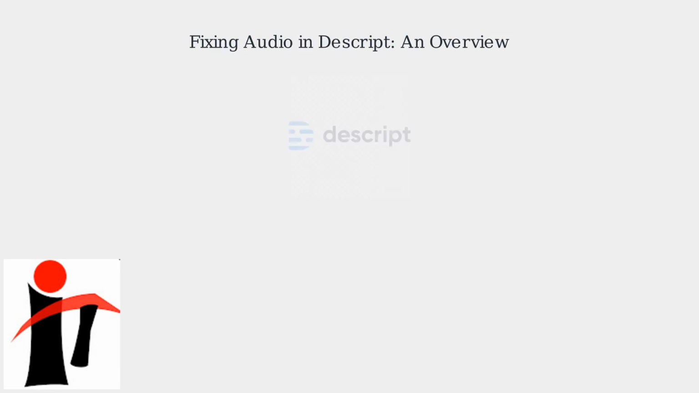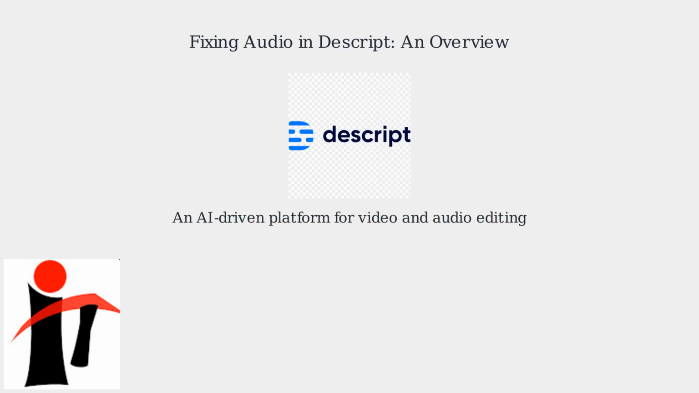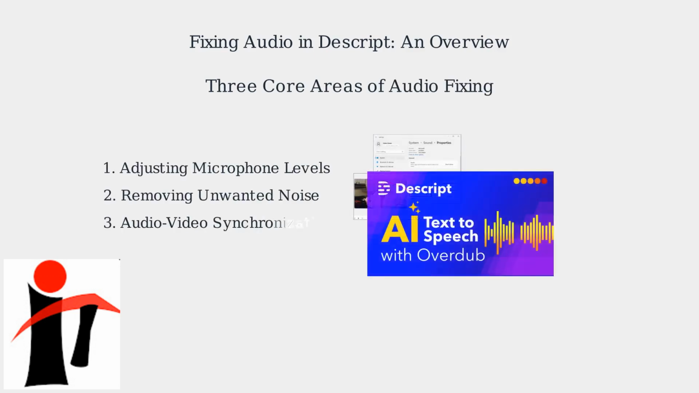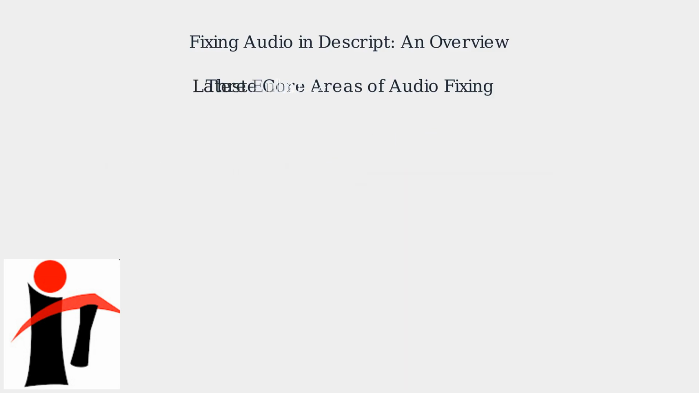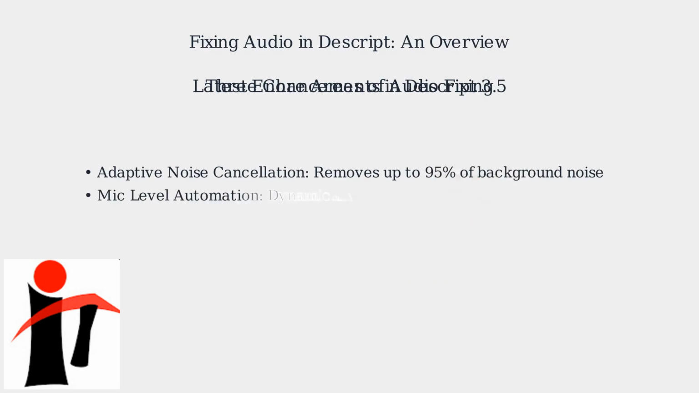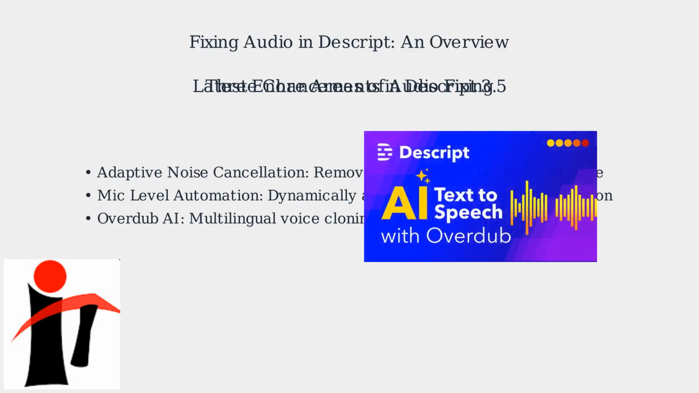Descript is an AI-driven video and audio editing platform that simplifies audio fixing through text-based editing. Audio fixing in Descript involves three core areas: adjusting microphone levels for clarity, removing unwanted noise using AI, and ensuring seamless audio-video synchronization. Descript's latest version 3.5 integrates advanced AI models with real-time processing and minimal latency.